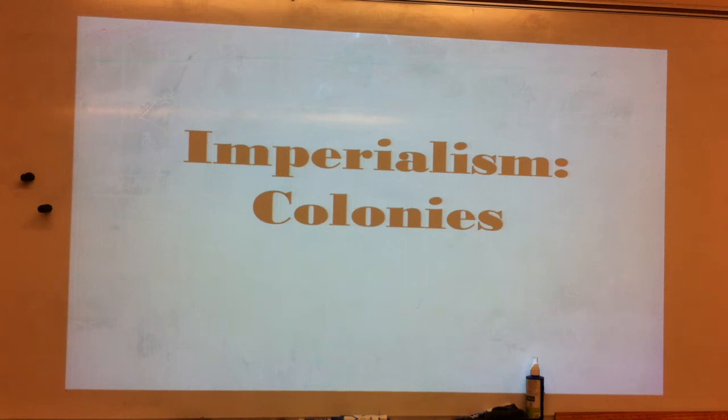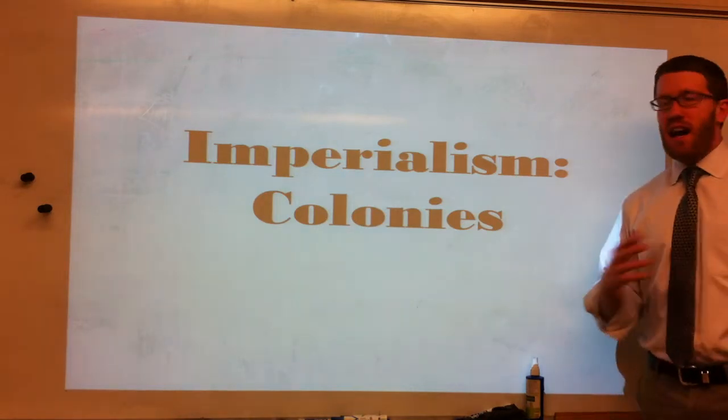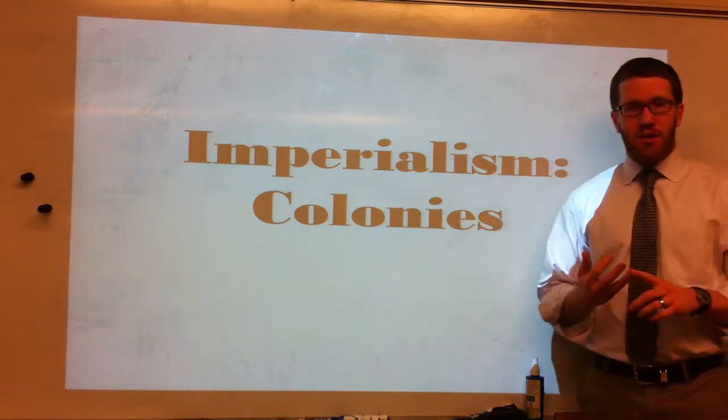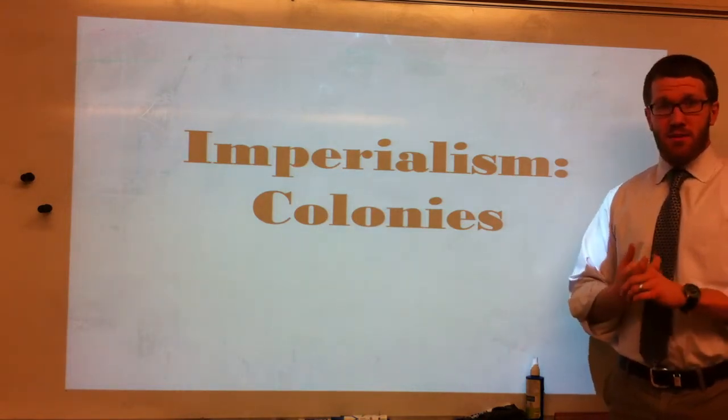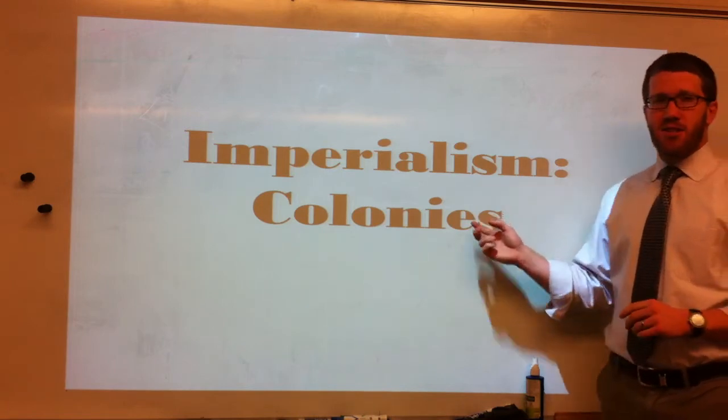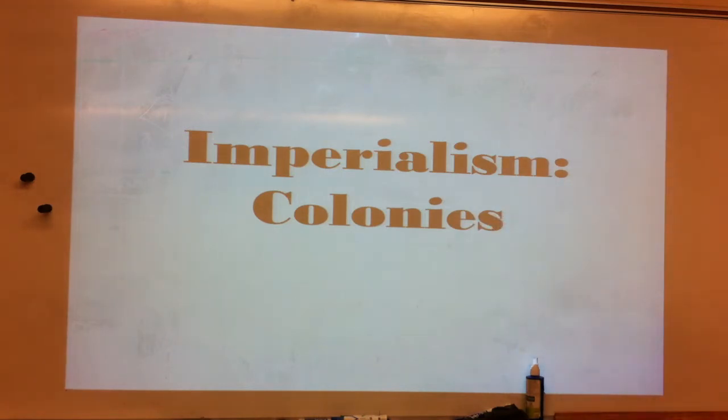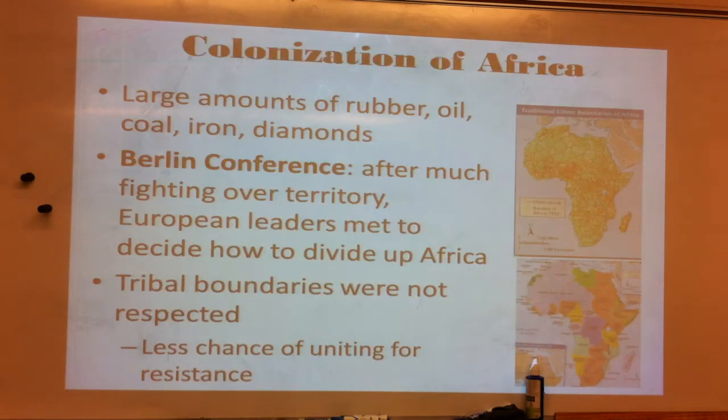Alright, this video is about imperialism. In the last lesson we talked about different kinds of imperialism: the colonies, protectorates, economic imperialism, and spheres of influence. This is just going to be about specific colonies that were conquered by Europeans during this time. The first one is Africa, colonization in Africa.